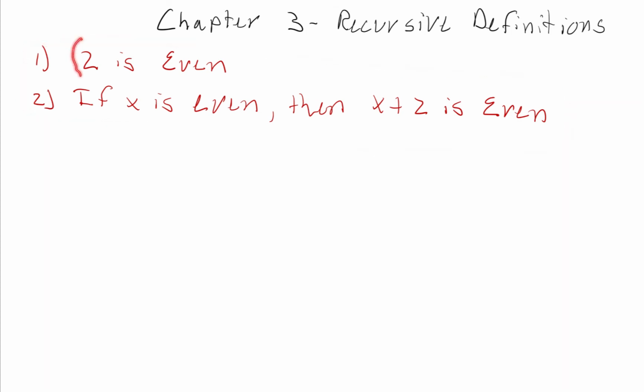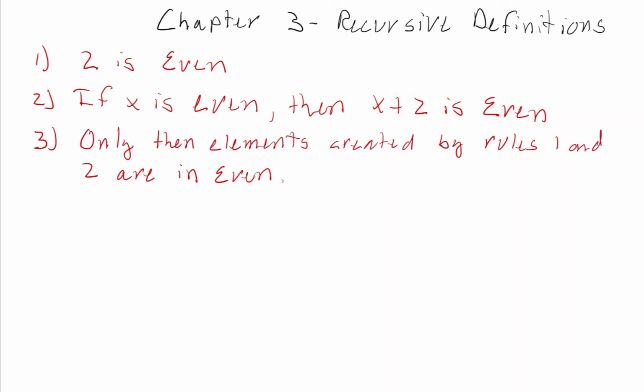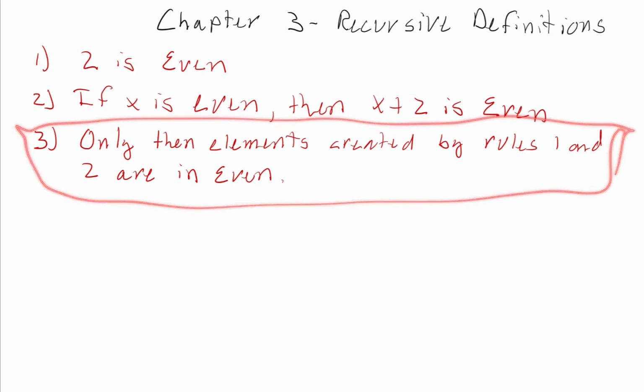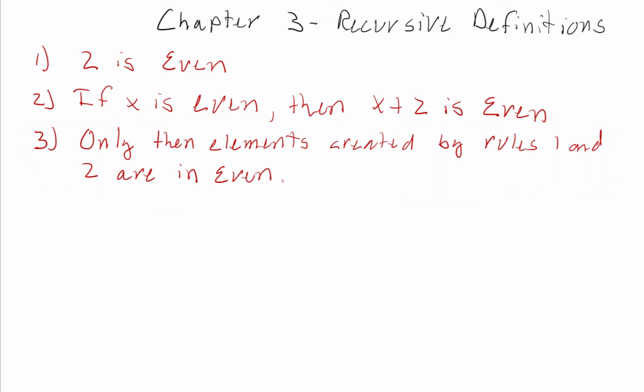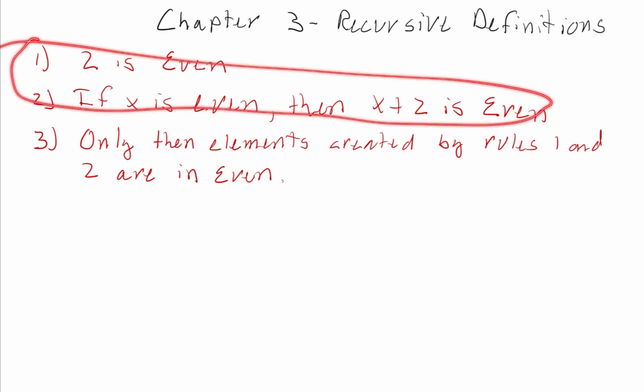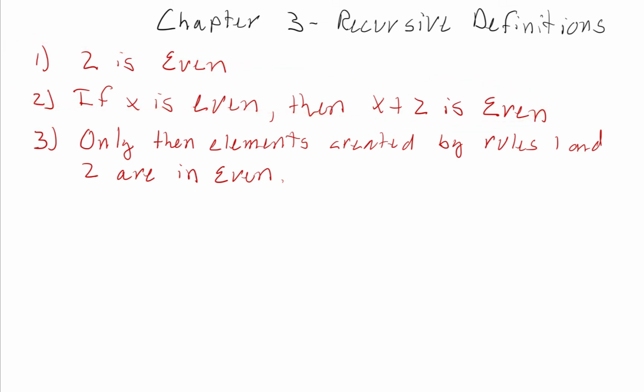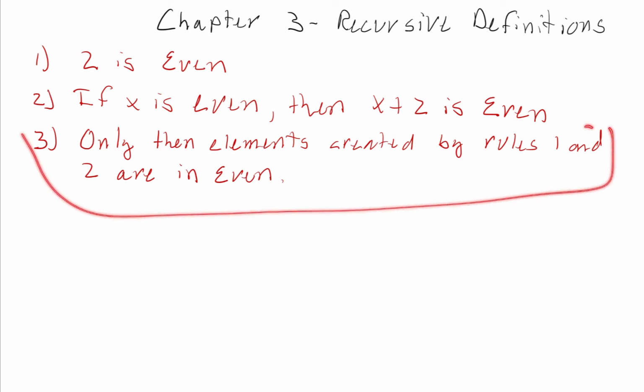Rule 1: 2 is even. Rule 2: if a number, and we'll call it x, is even, then so is x plus 2. Now, there might be another rule, but we mostly won't include it, a rule to say that nothing else is in even. So only the elements that can be created by these two rules are in even. Usually, if you're going to create your own recursive definition, this third rule is just kind of implied.